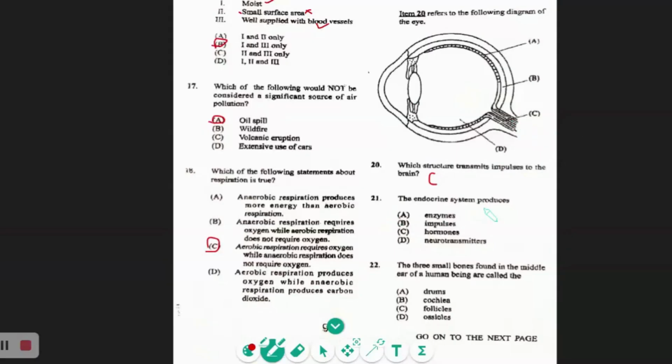21. The endocrine system produces hormones. The answer is C. 22. The 3 small bones found in the middle of the ear of the human being are called D, would be your answer.